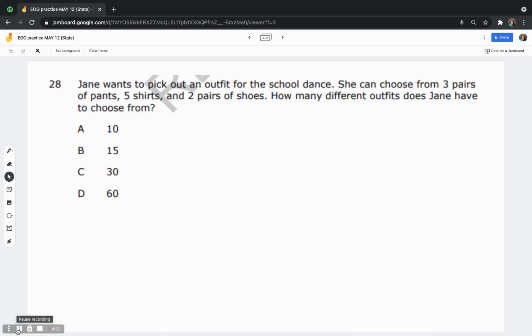28, Jane wants to pick out an outfit for the school dance. She can choose from 3 pairs of pants, 5 shirts, and 2 pairs of shoes. How many different outfits does Jane have to choose from?